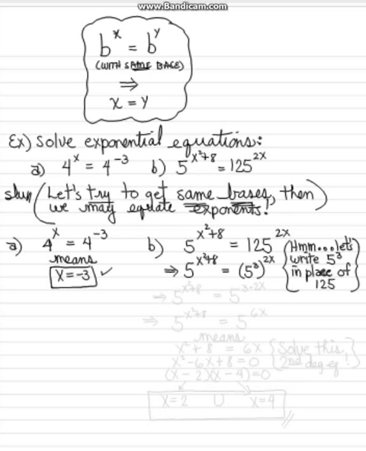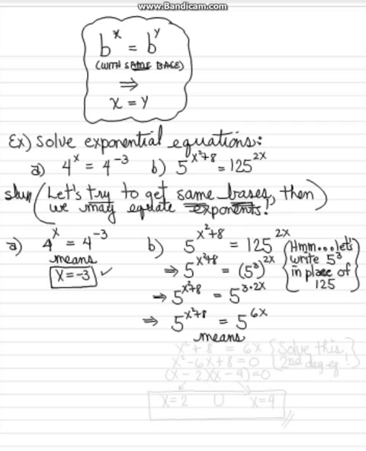Now, you know the rules of exponents. It says when you have a base raised to a power, then you raise it to another power, you multiply the exponents together. So this is the same as 5 to the x squared plus 8 equals 5 to the 3 times 2x. In other words, 5 to the x squared plus 8 is equal to 5 raised to the 6 times x power.